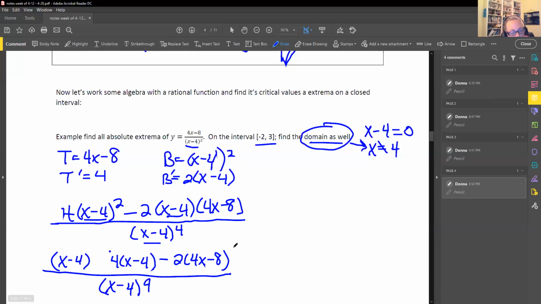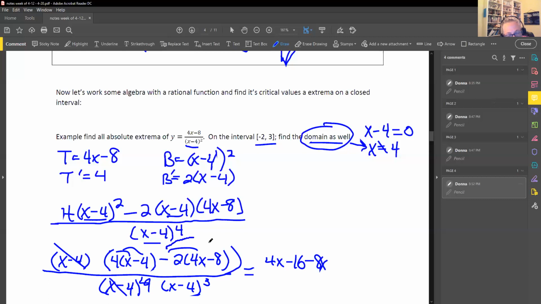By doing that, this cancels with that, and now I have 3 of them in the denominator. That's a little easier than working with all the multiplying, but now I have to multiply out the top, so I distribute through the 4. I get 4x minus 16 minus 8x, and minus 2 times minus 8 is plus 16. Don't forget the sign. And then we have it over x minus 4 cubed. So that goes away, and I end up with negative 4x over x minus 4 cubed.